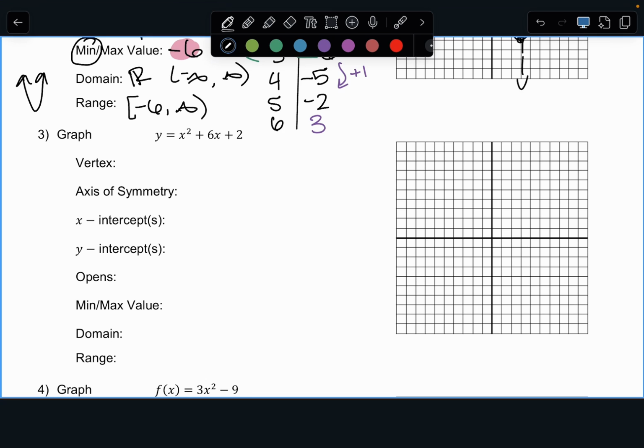I have another question. I'm really confused on the x and y. Okay, x-intercepts is when y is equal to 0. So you're looking in your table for when this happens. If it's not in your table, you write decimal or none.